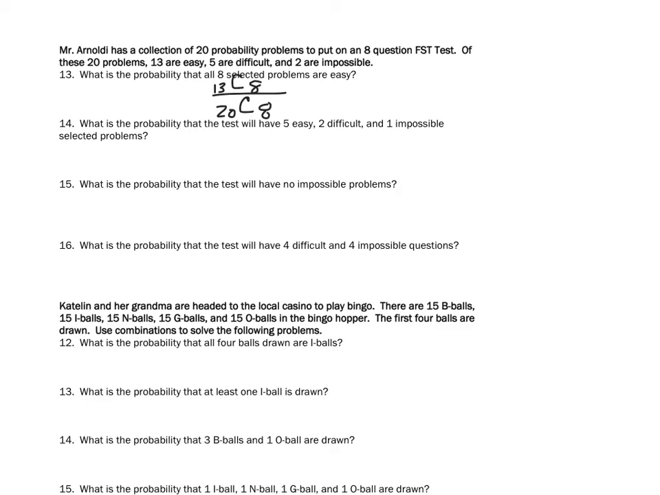Number 14, that the test will have 5 easy, 2 difficult, and 1 impossible selected problem. Once again, I am choosing 8 from 20. And then I would have, we have 5 easy, so I'm going to have 13 choose 5. My mistake. I have 2 difficult, 5 choose 2, and 1 impossible. There's 2 impossible, I'm choosing 1. And I would multiply those together because it's the and.